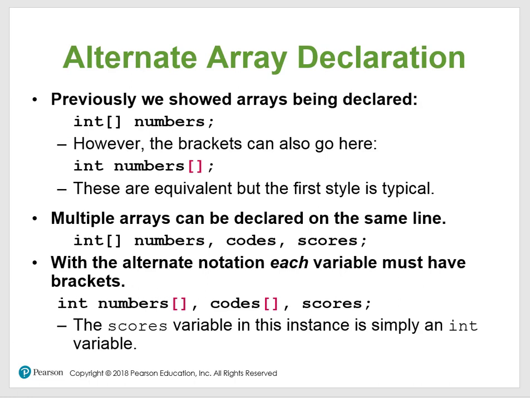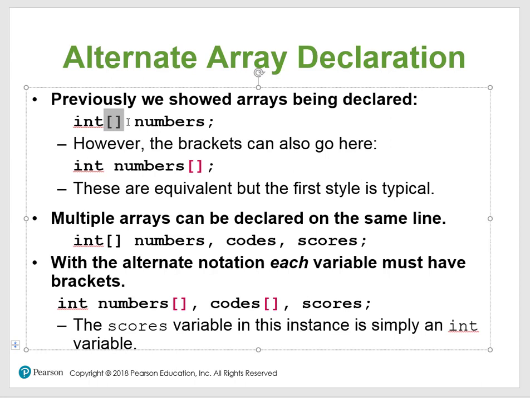Let me pick up the next one so we can move along here. Alternative array declarations. Previously I showed how an array has been declared. You can declare an array by using this syntax. Now you can put the square bracket whether it's before the identifier or after the identifier. Both of these syntaxes are equivalent. They're just as good. All right.